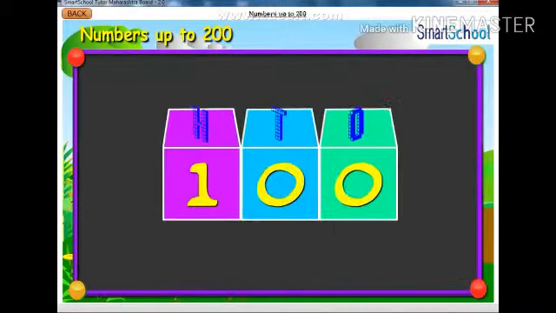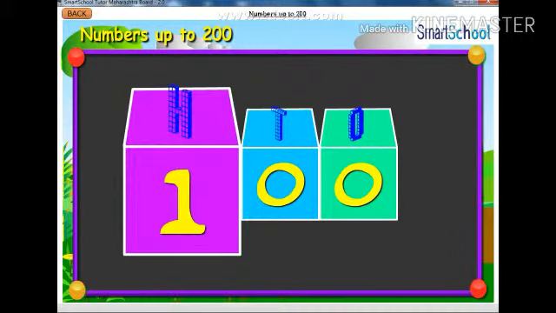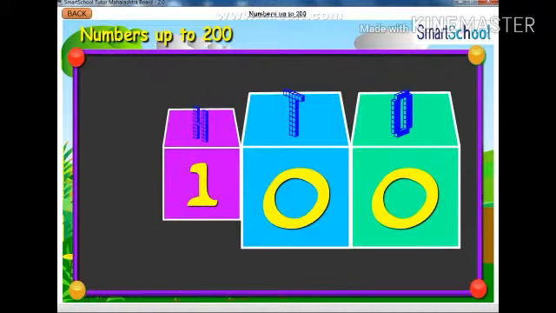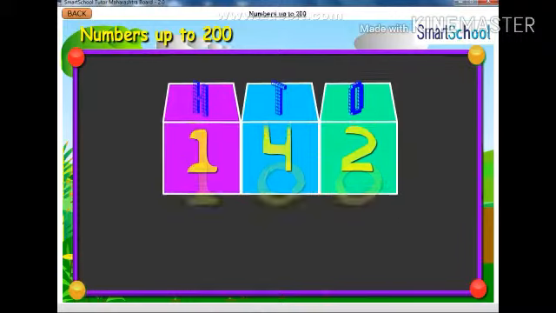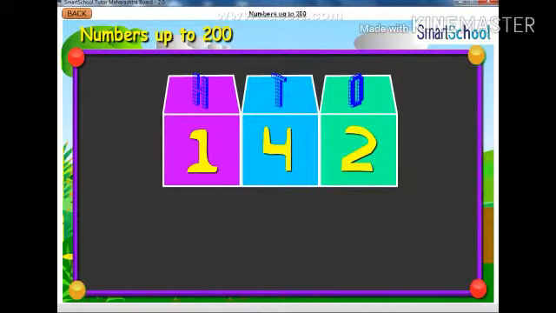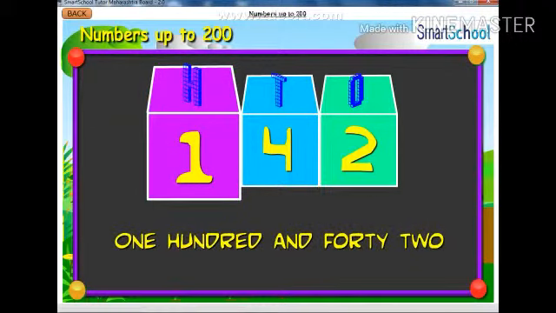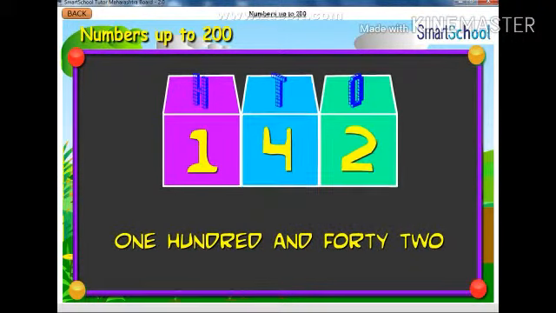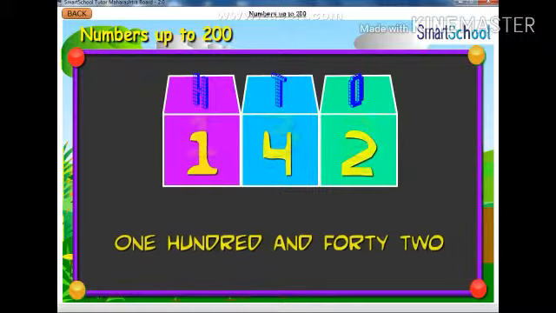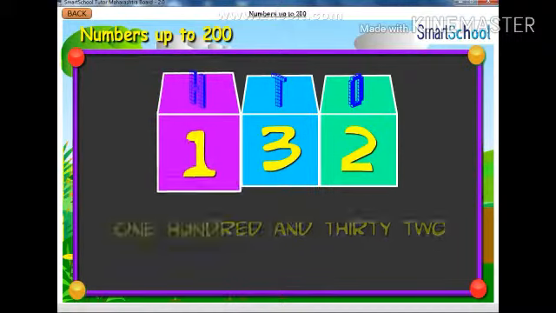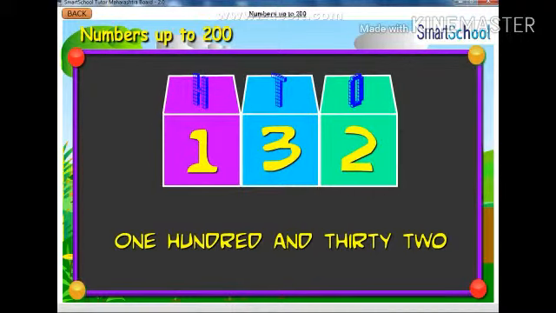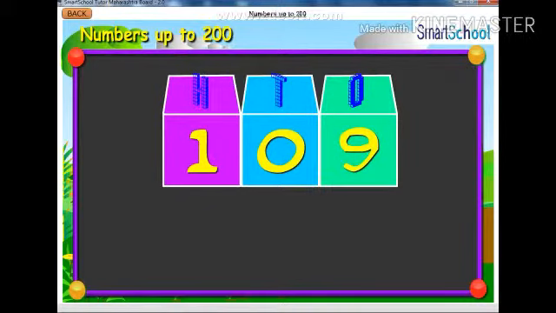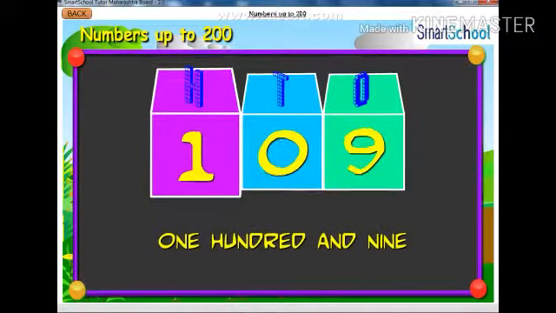Children, we must remember that while reading 3-digit numbers, we should first read the hundreds place and then read the last 2 digits together. For example, to read this number, we would say 142. Or in this case, we will say 132. Or in this case, we will say 109.